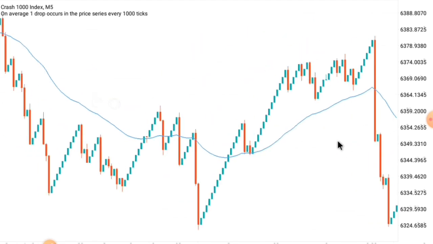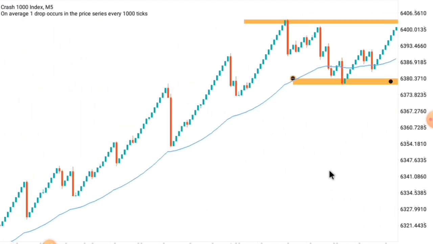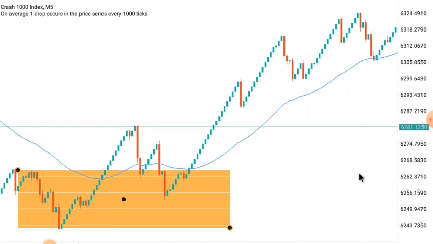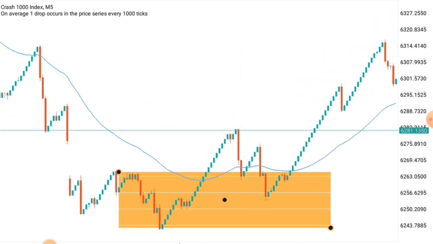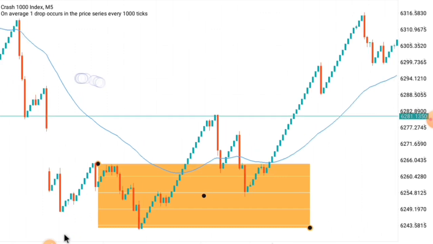So we've gone to our 5 minutes time frame. Let's locate the place. Good, this is the exact location. Now look at what happened here, guys. Just pay close attention to this.